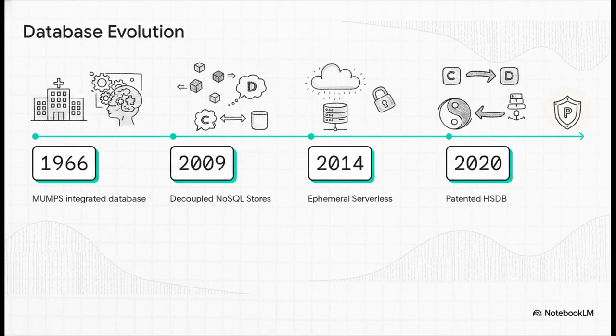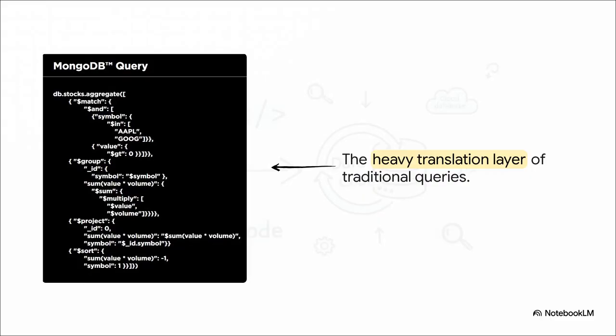Then, by 2014, we hit the absolute extreme end of decoupling with serverless computing, where compute is totally ephemeral and state has to be offloaded completely. Finally, around 2020, we see the pendulum swing all the way back with the patented HSDB architecture, synthesizing the absolute best of both worlds. Seriously, when you look at the sheer density of a standard MongoDB aggregation query, it's wild.